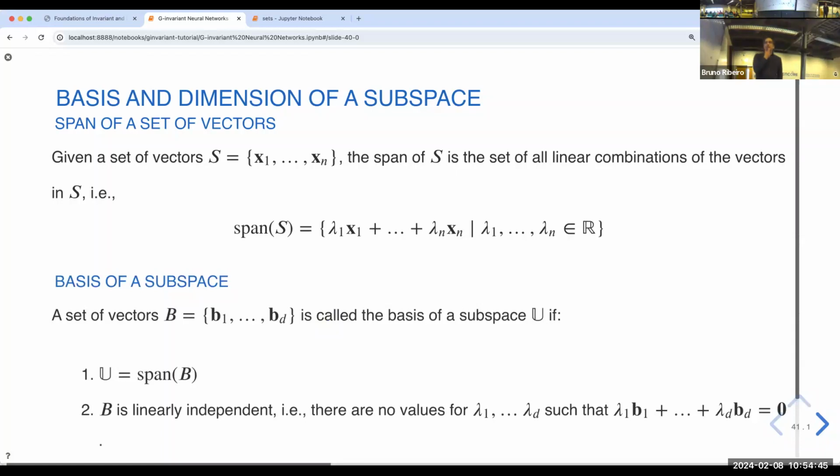So the basis of a subspace is a set of D vectors B such that the span of B is the whole subspace U, and extra, that the vectors in B are linearly independent. There is no value of lambdas such that this product here will be 0. So to get the 0, the lambdas need to be 0. There are no non-trivial values of lambda such that it's true.